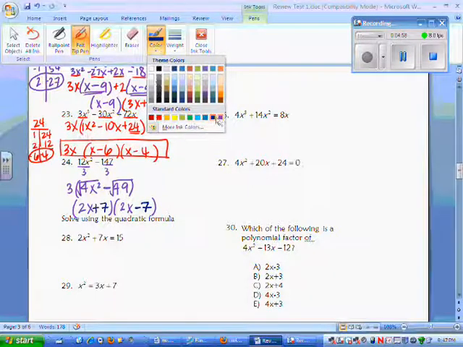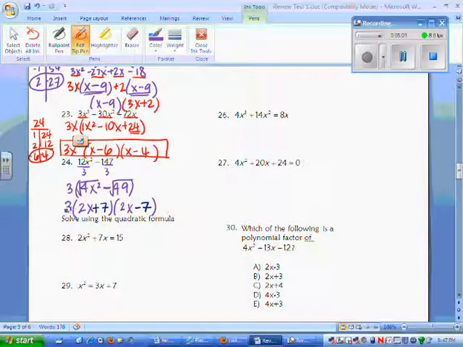Okay, don't forget about that 3 that we took out in the beginning. That has to also stay in the front. Okay, so that's my final answer there.